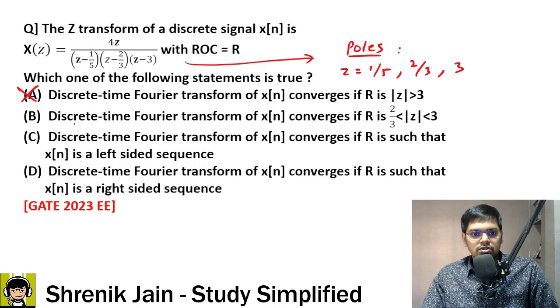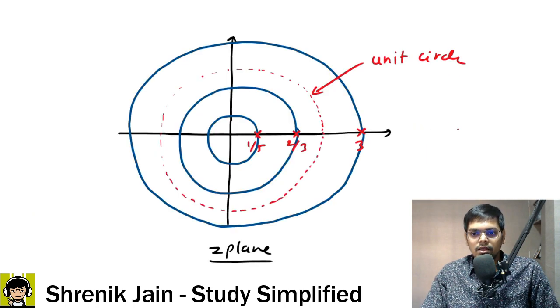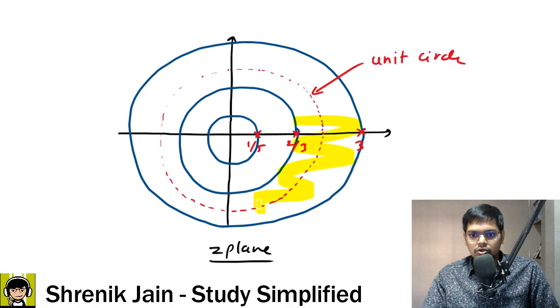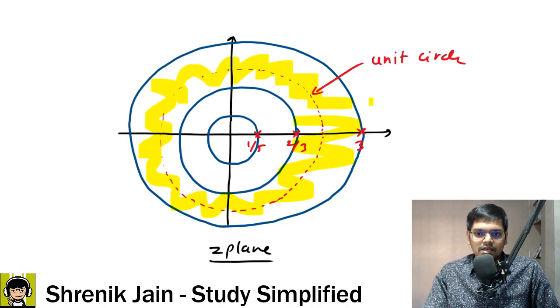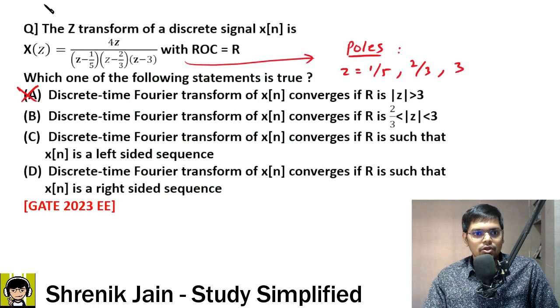Now, what's next? The discrete-time Fourier transform of x[n] converges if |z| is greater than 2/3 but less than 3. |z| greater than 2/3 and less than 3 is this range. This is your region. In this region, we can clearly see that our unit circle is included. So this region is the region of convergence. Your DTFT will converge, and hence option B is absolutely correct.